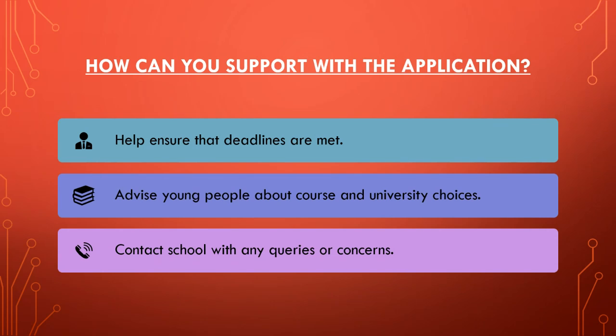And finally, and very importantly, this is what you as parents and carers can do to support the young people with their application. Just support them to ensure that their deadlines are met, speak to young people, advise them about their course and university choices, and feel free to contact the school to speak to any of us at any point if you've got any queries or concerns.